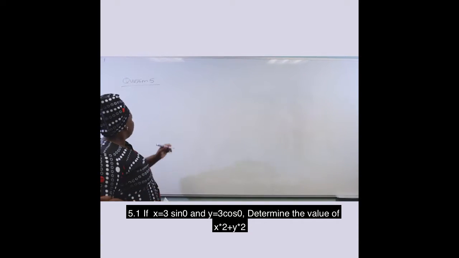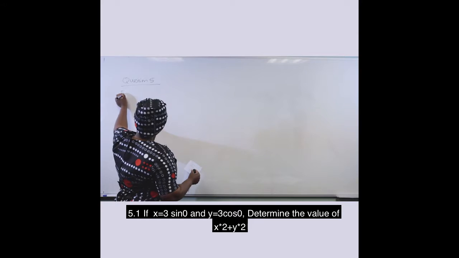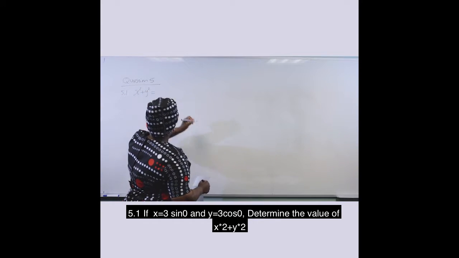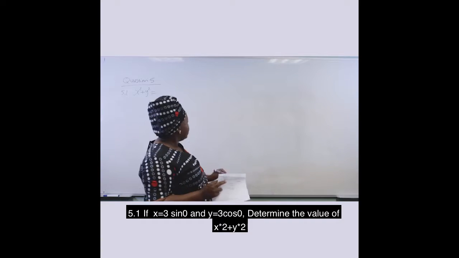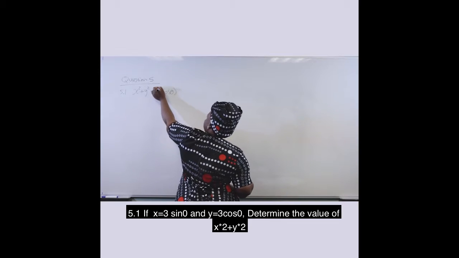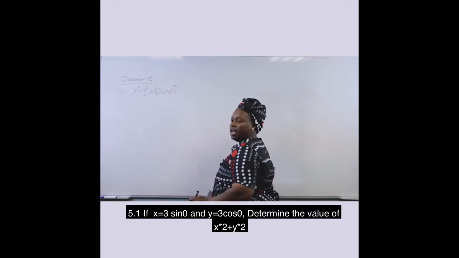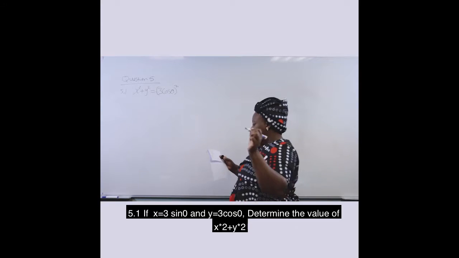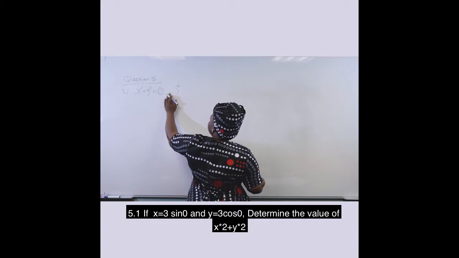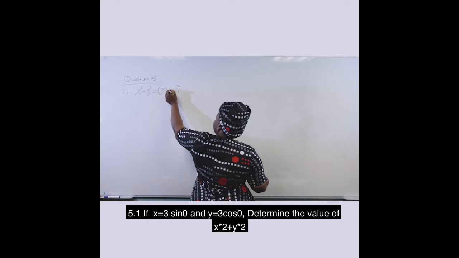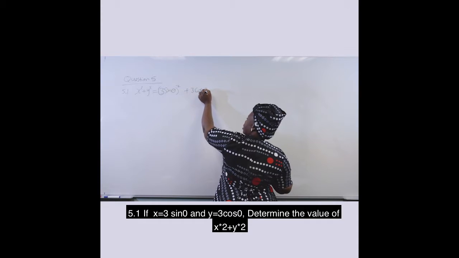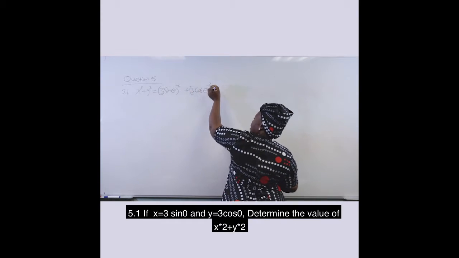So what are you going to do? It is 5.1, so you're going to write x squared plus y squared is equal to. What did they say x is? Remember this is squared, so you must square it. And they said y is 3 cos theta. x is 3 sine theta, not cos, so this is 3 sine theta. Okay, and we are adding 3 cos theta from the given information, and we square it.